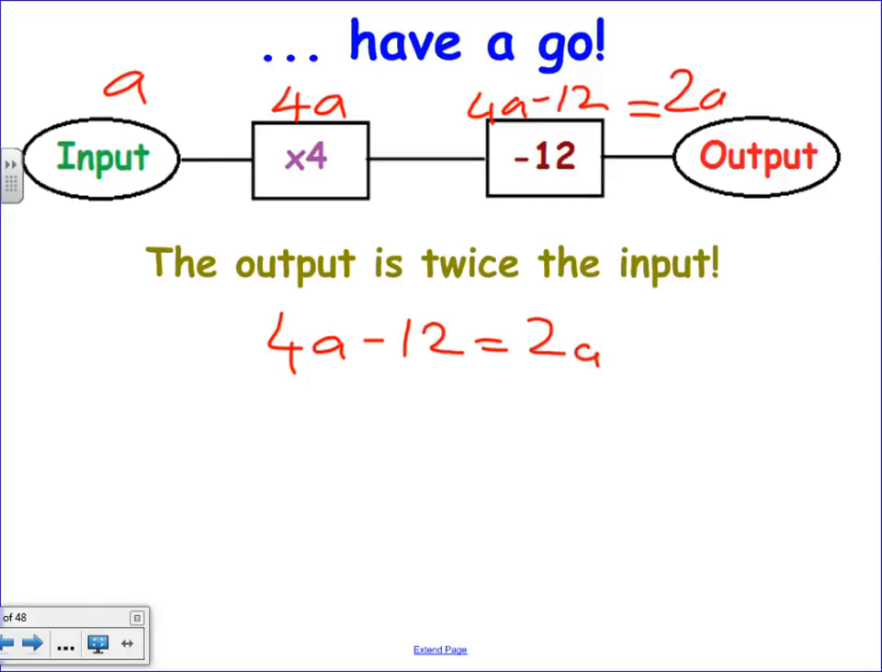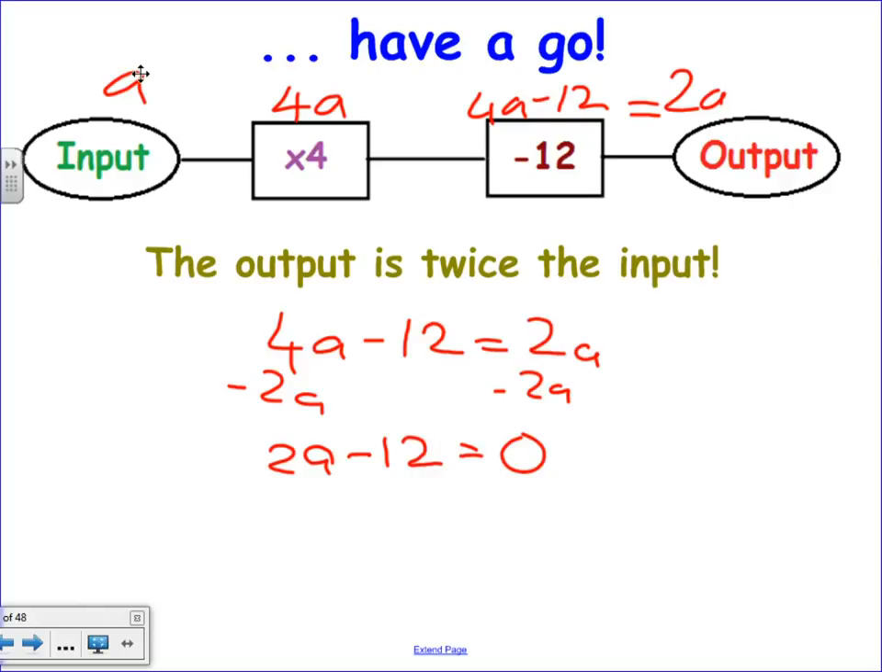So what do we do next? Good. So we take the 2A away from both sides. So if we do that, I know on the left-hand side it leaves me with 2A minus 12, and on the right-hand side they've cancelled each other out, so there's nothing there. So it's 0. Nothing in maths is 0. Okay? Look really familiar now? Okay?